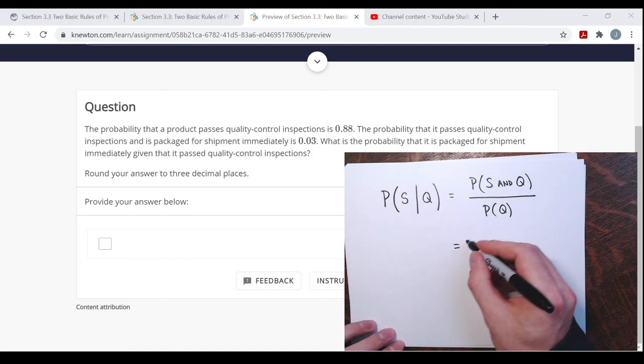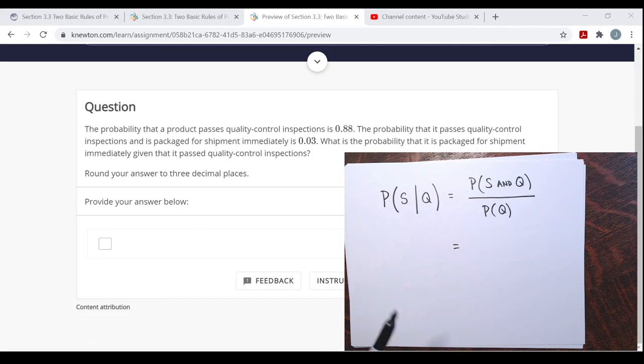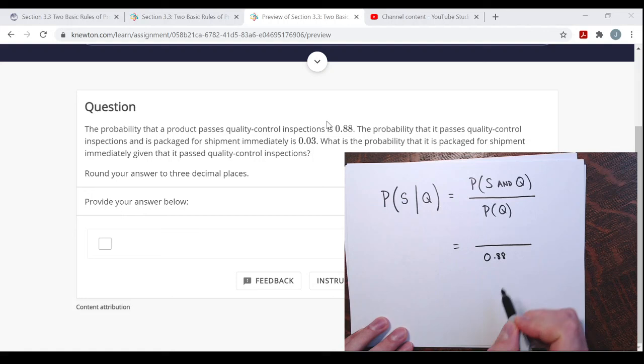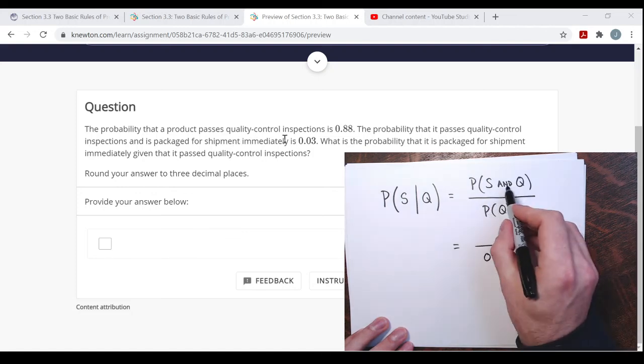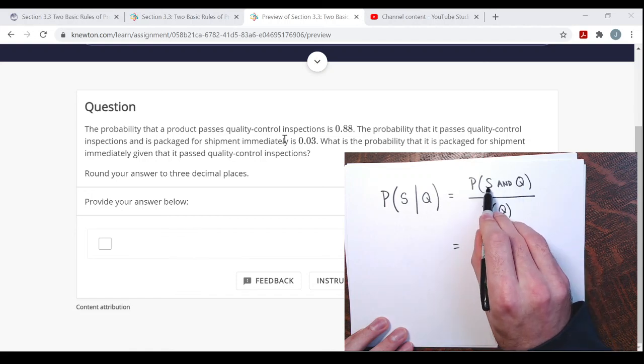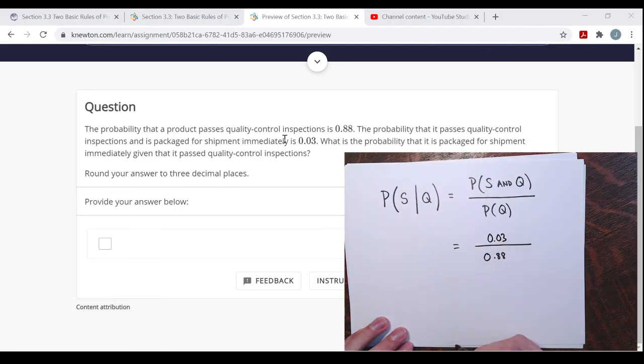Well, we are given both of these things, right? The first sentence, the probability that a product passes quality control inspections is 0.88. That's the probability of Q, the denominator here. The second sentence, the probability that it passes quality control inspections and is packaged for shipment immediately, that's this numerator, S and Q. It's 0.03. And we're just dividing these, and it says round to 3 decimal places.